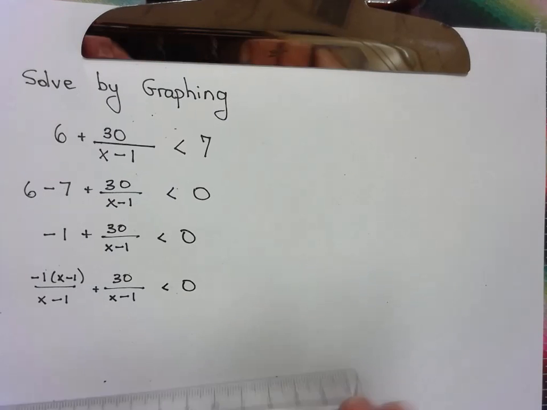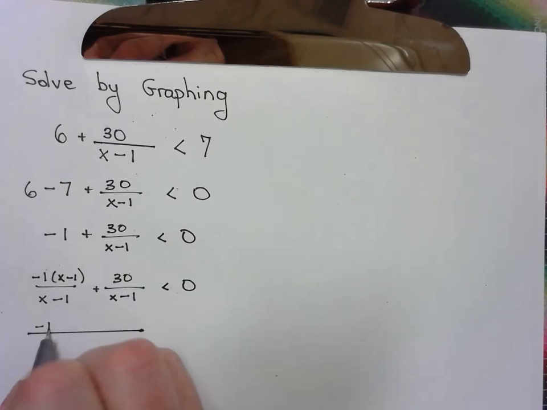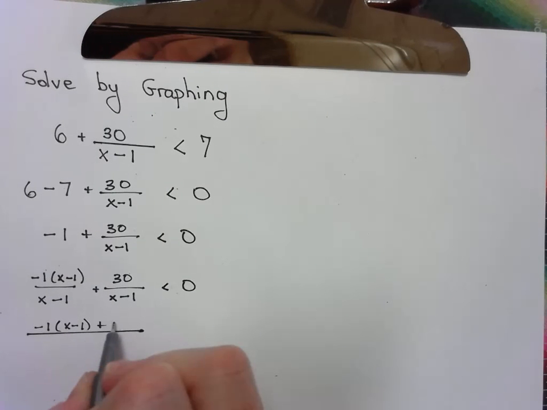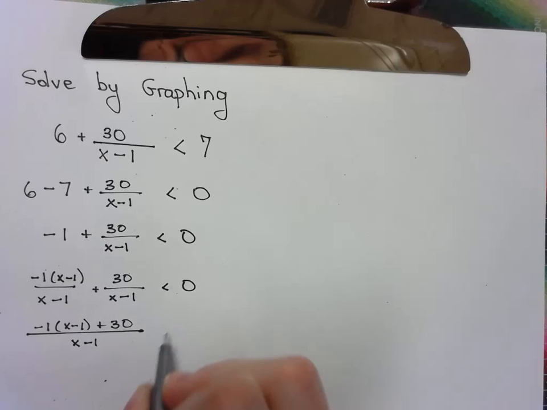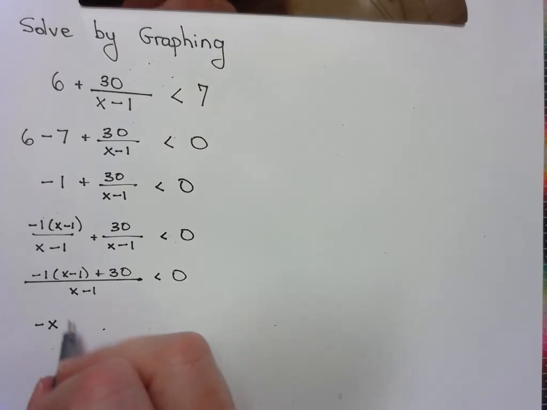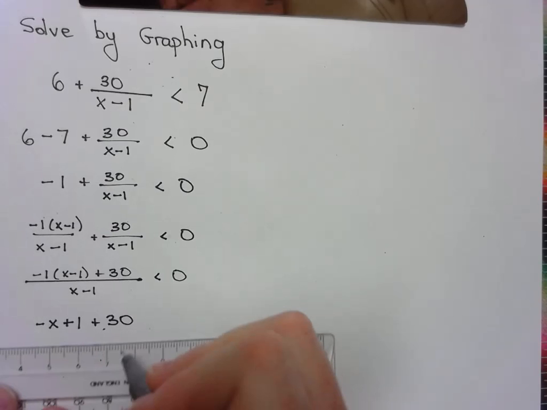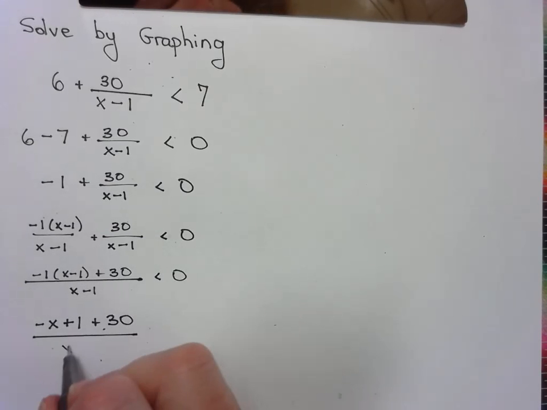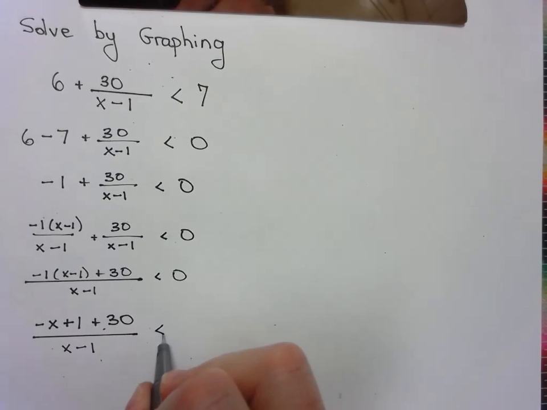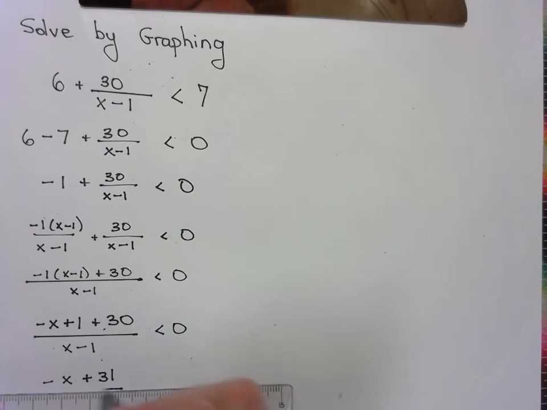So now I can add those two expressions together, and I get negative 1 times x minus 1 plus 30 all over x minus 1 is less than 0. And when I simplify this expression, I'm going to have negative 1 times x, which is negative x, negative 1 times negative 1, which is positive 1, plus 30 all over x minus 1 is less than 0. And my numerator now simplifies to negative x plus 31 all over x minus 1.